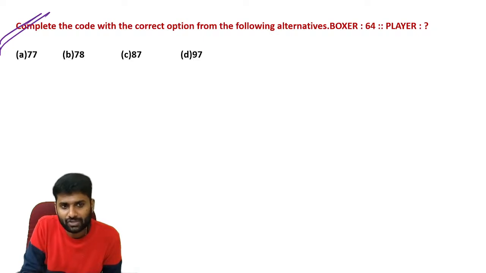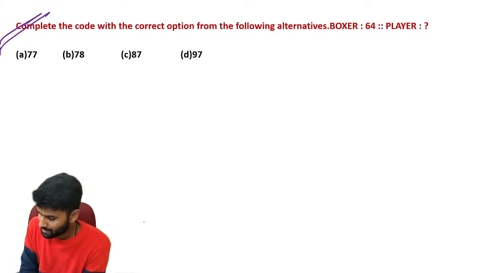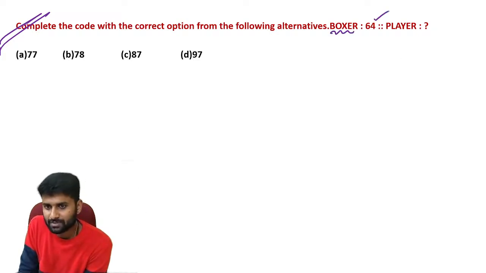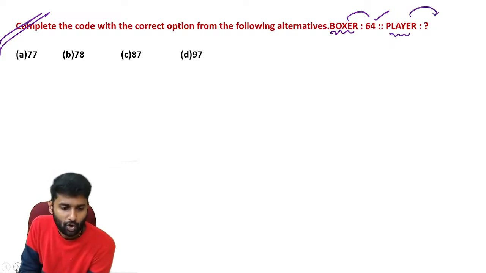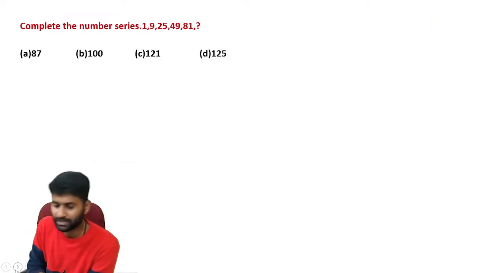Again, try to solve this question and post your answer in the comment section. Solve this question also, guys. How will you get boxer to become 64 based on the same logic applied here? Identify the code language for player. Comment your answer after the session. On to the next question.